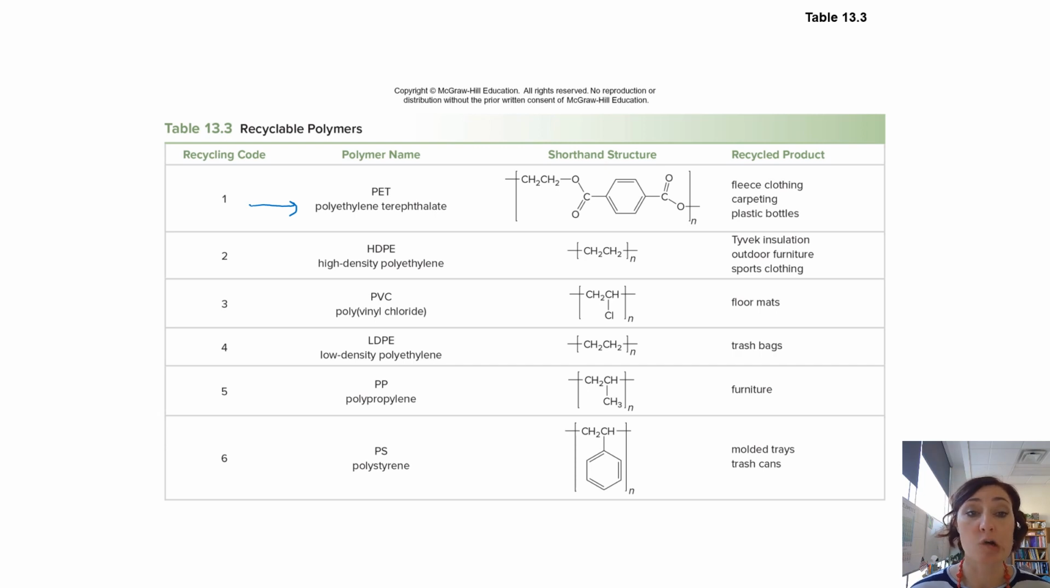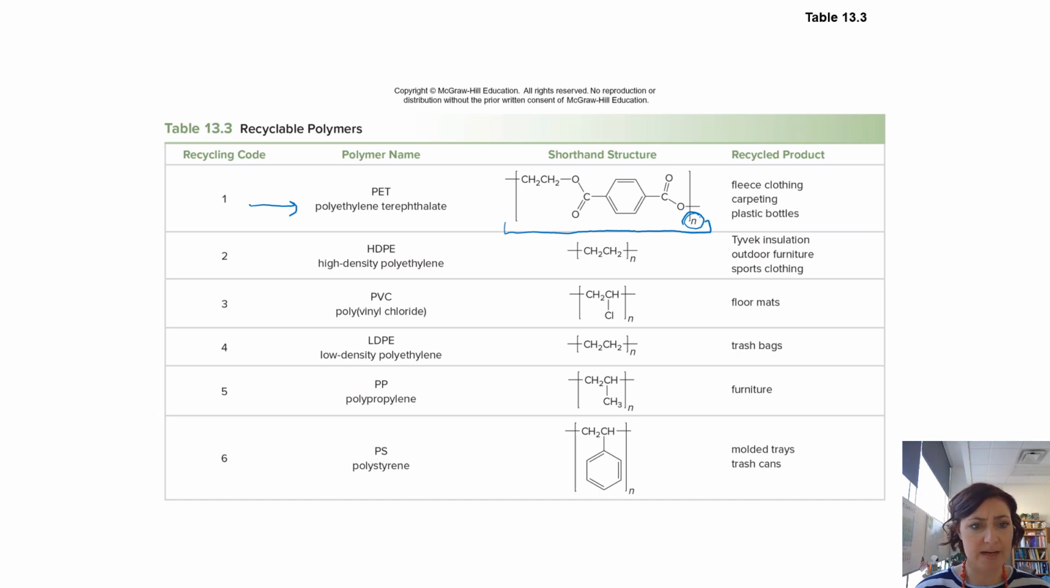So if you have a recycling code 1, you may see PET written on that plastic. That's polyethylene terephthalate. So this is actually the repeating structure in any plastics that have a recycling code of 1. That monomer, and it's not small, is repeated over and over and over again. That's what the subscript tells us, that you get a certain number of these. Could be hundreds, could be thousands, but that's the repeating unit. And we see anything with recycling code 1 or PET used in fleece clothing, plastic bottles, carpeting, and so on.